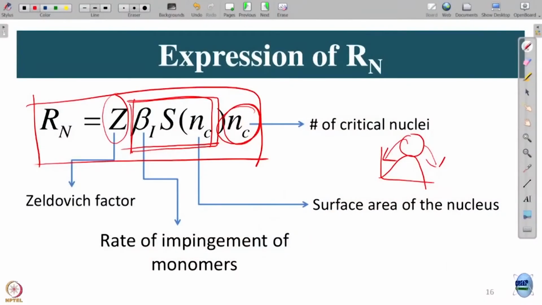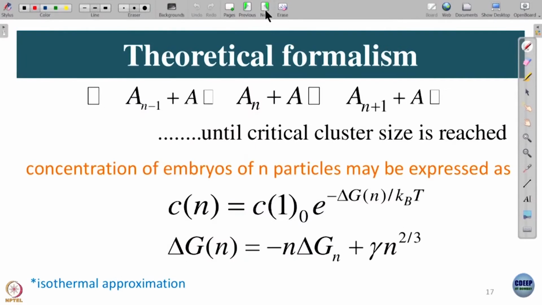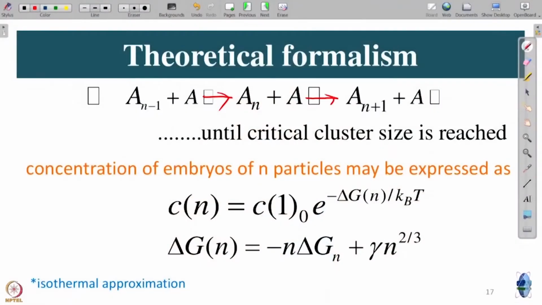So this is the thing we have to calculate, Z. How do I calculate Z? The way I calculate Z is that I consider as if a train is moving. So the growth of the cluster is going like this. I add 1, it goes there, then I add 1 more, A n minus 1 is becoming A n, then A n plus, and so on. It of course disappears, that I will consider later.